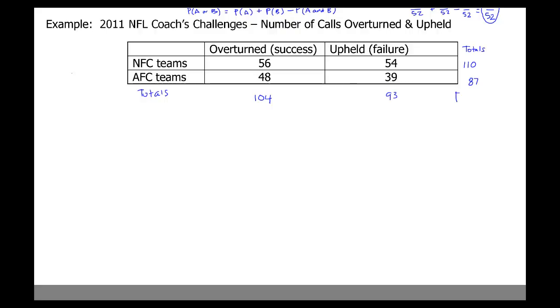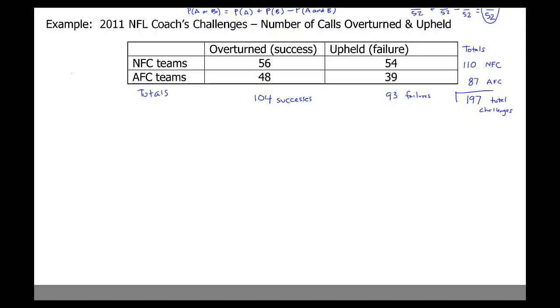Our overall total, if we add in either direction, and this is a nice way to check that you've done your math right, is the column totals and the row totals should both add to the same thing. So this is, again, 110 challenges by NFC teams, 87 challenges by AFC teams, 104 successes, and 93 failures, and 197 total challenges.